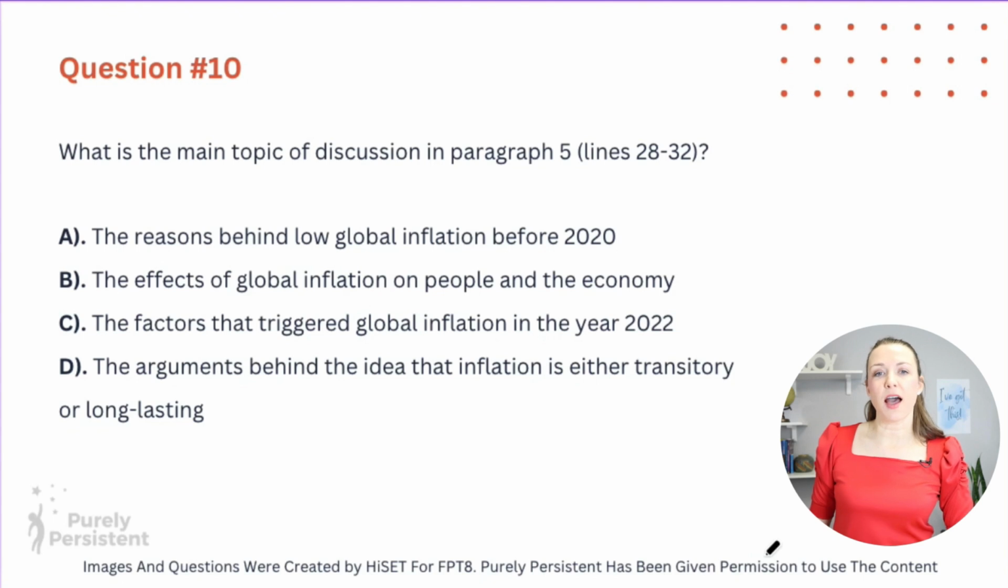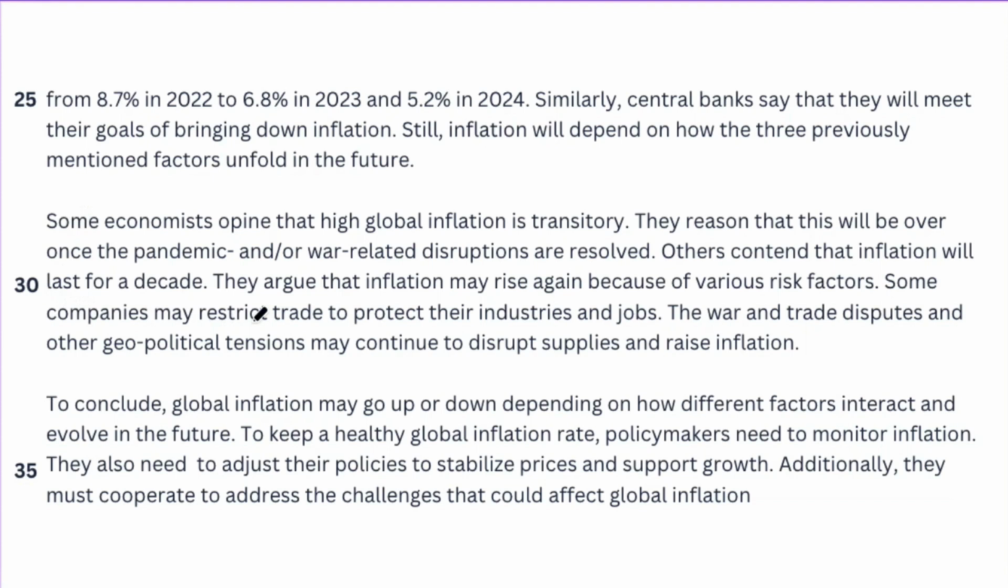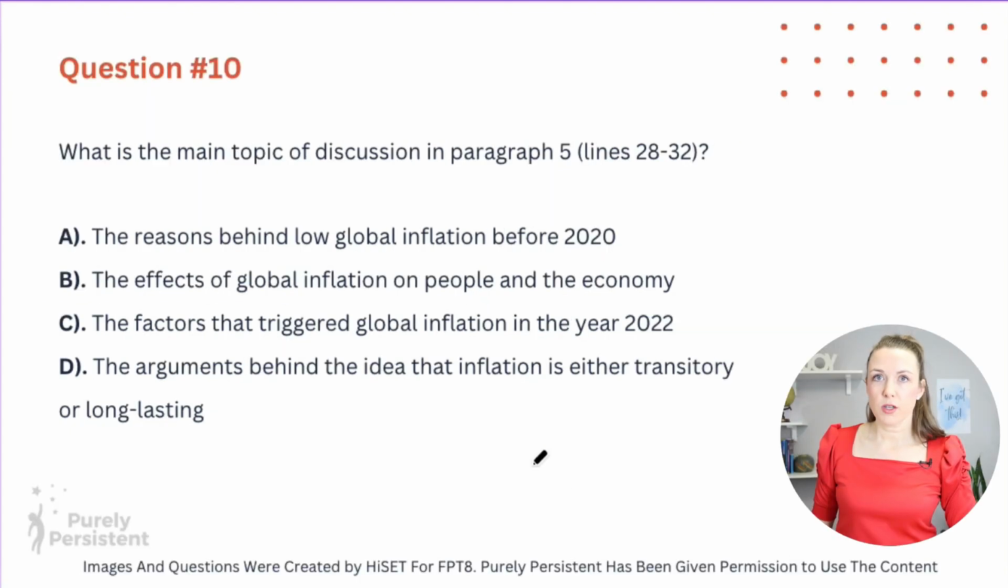10. What is the main topic of discussion in paragraph 5? So here we have paragraph 5 right here. So some economists opine that high global inflation is transitory once the pandemic or war-related disruptions are resolved, but some say it may last a decade. Companies may restrict their trade, and wars and trade disputes and other geopolitical tensions may continue to disrupt supplies and raise inflation. So what did that do?